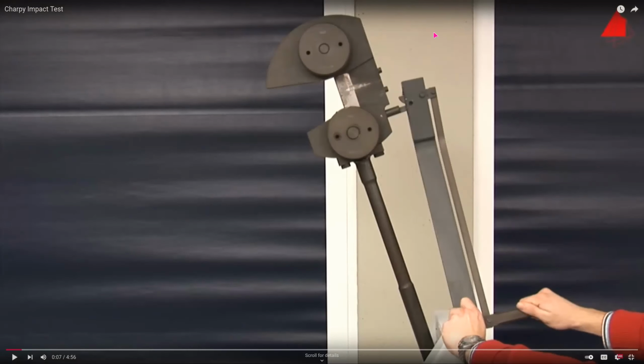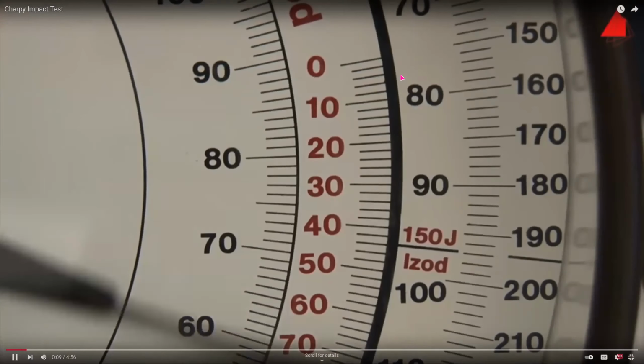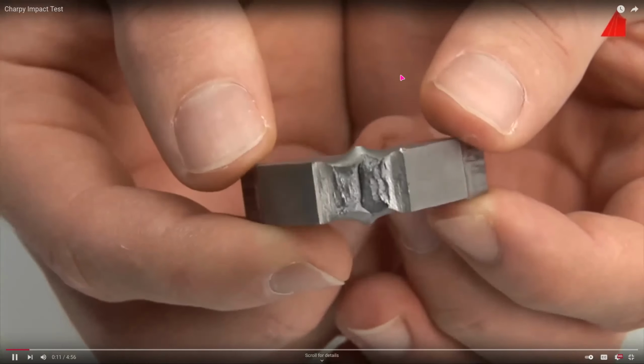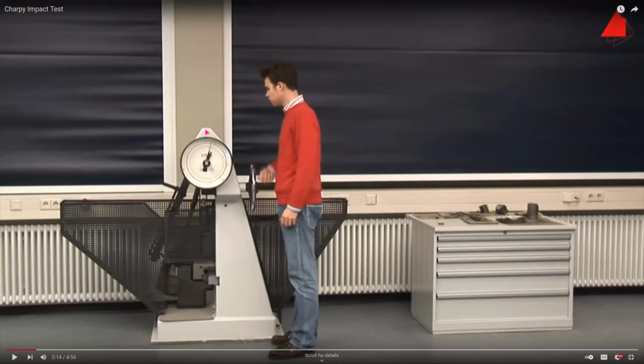So this guy's got a huge pendulum. Kind of sounds like a euphemism. On the very front of the test setup, there's a big dial gauge. Here's a better look at it. There's a big dial gauge, and that's going to tell us the amount of energy that is absorbed by each specimen when it's fractured.